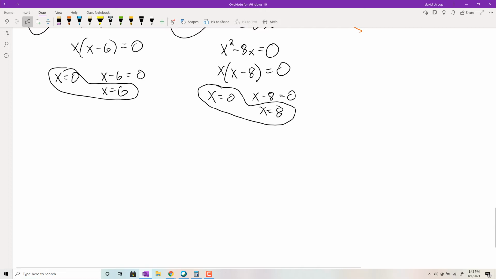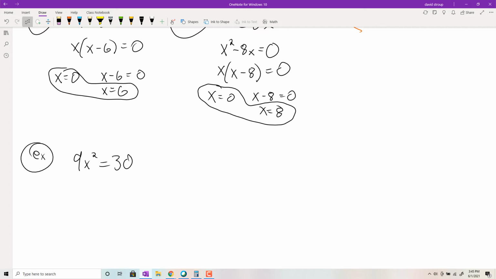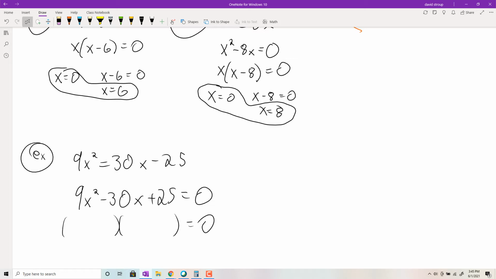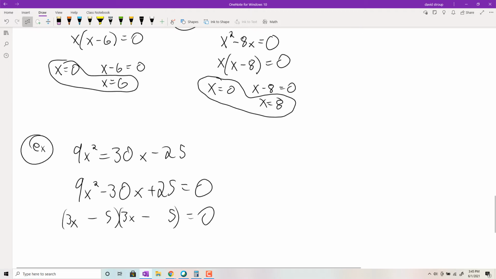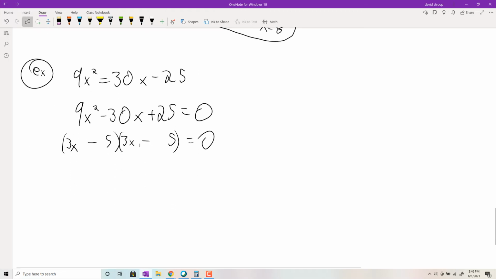Let's get another one. Again, set it equal to 0. Move the 30x, move the 25. I get 9x squared minus 30x plus 25 equals 0. This is like a special form, right? Maybe 3x and 5, 3x and 5, because of those perfect squares. It'll have to be minus, minus, and then check it, make sure it works. So 15 for the outer, 15 for the inner, yeah.